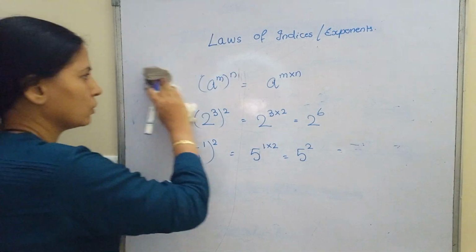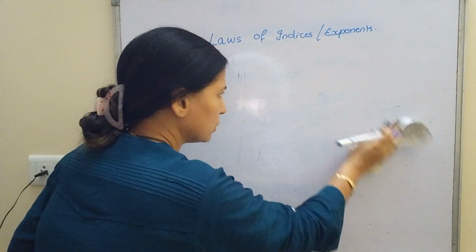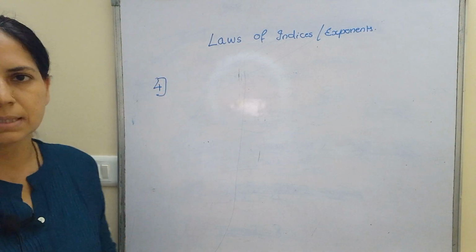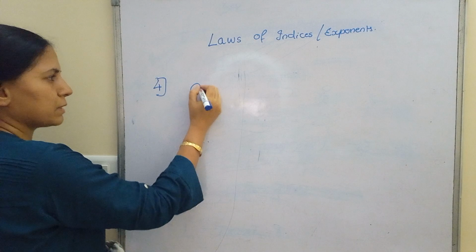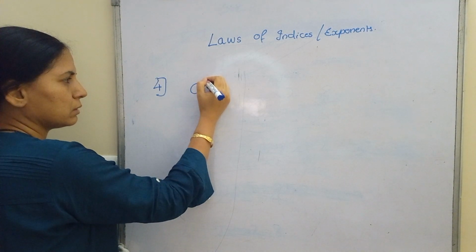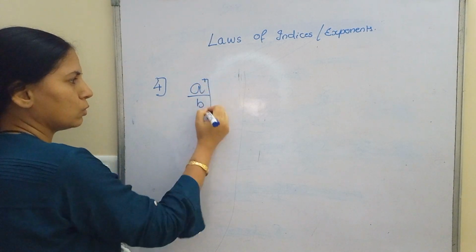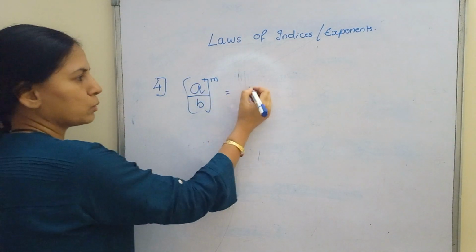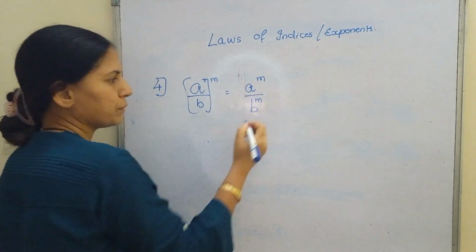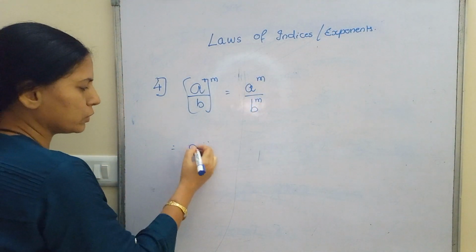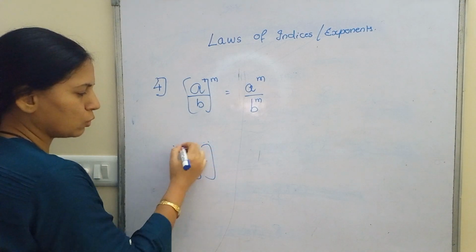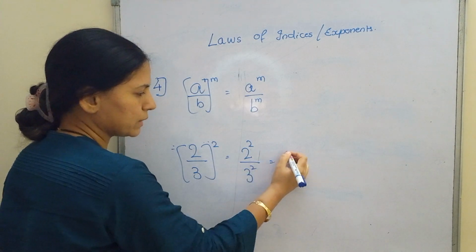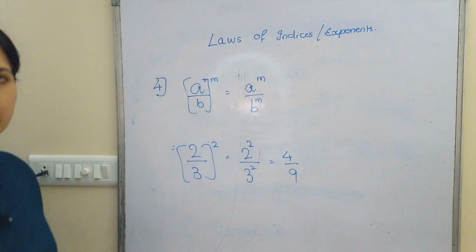Next, rule number 4. Rule number 4 says that if the numbers are in fraction, for example, a upon b, the whole raised to m, this m would be applicable to both. This would become a raised to m upon b raised to m. I'll tell you these in numbers, it would be far easier. For 2 upon 3, the whole raised to 2, this becomes 2 square upon 3 square, that is 4 upon 9.